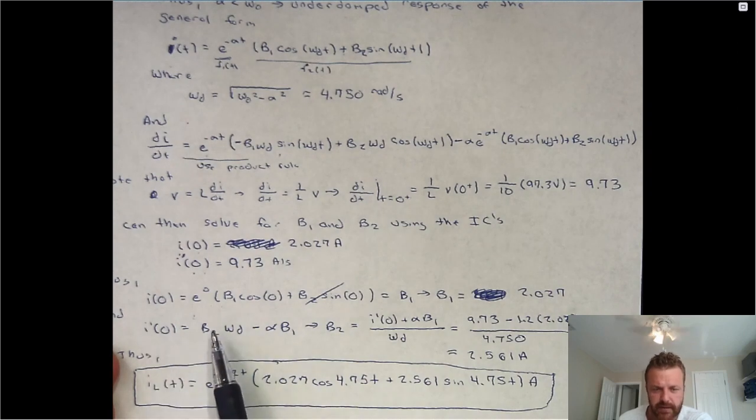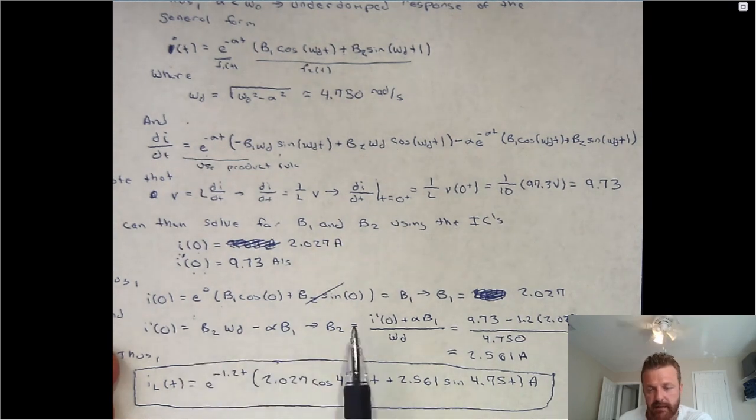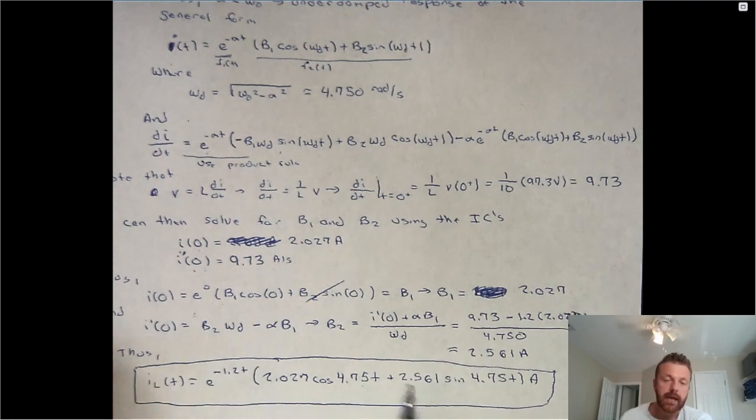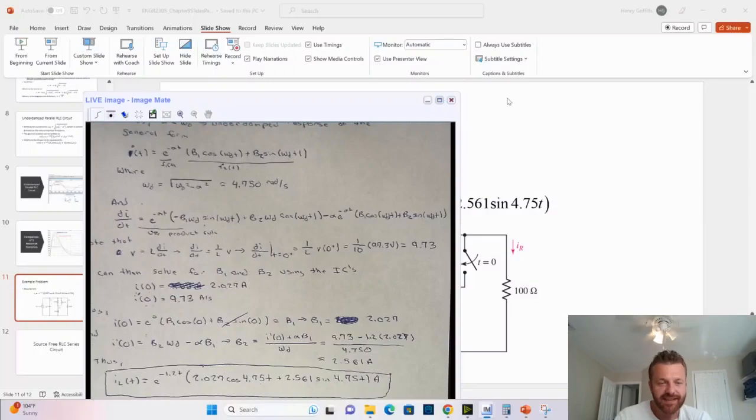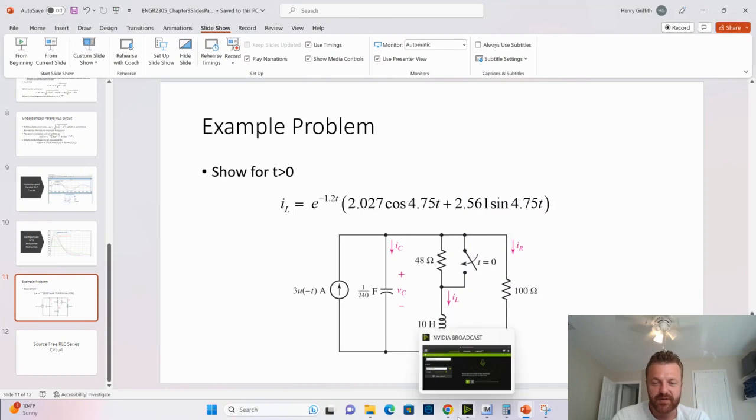We're trying to solve for B2, so just move the actual alpha B1 term to the other side and then divide by omega d. That's what we have here. Be careful with your math, plug in, and you should get that B2 is 2.561 amps. Plug everything in, your value of alpha, your value of omega d, your B1 and your B2. And what we find is that the solution, rather, that the text told us would be true for I of t is in fact true.